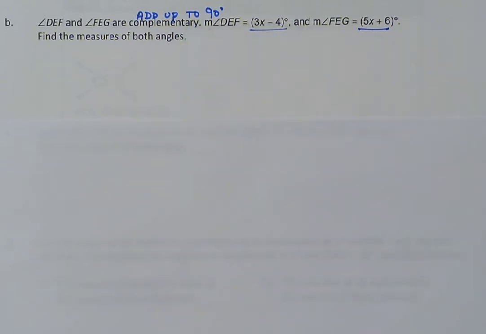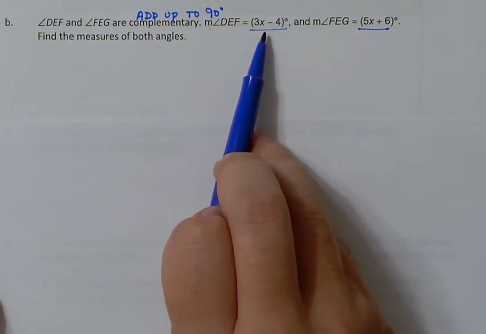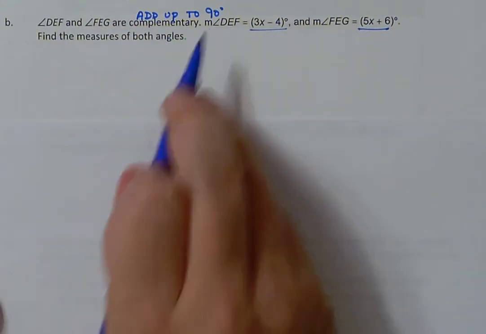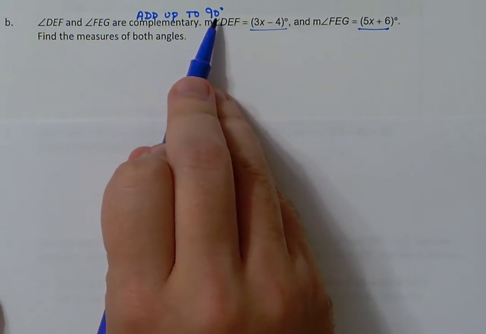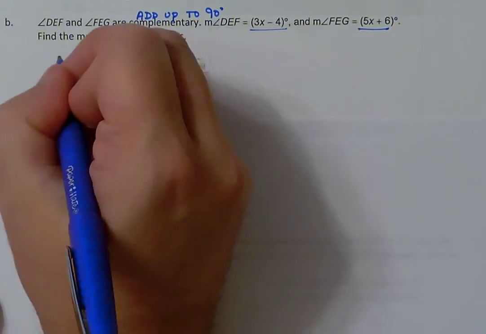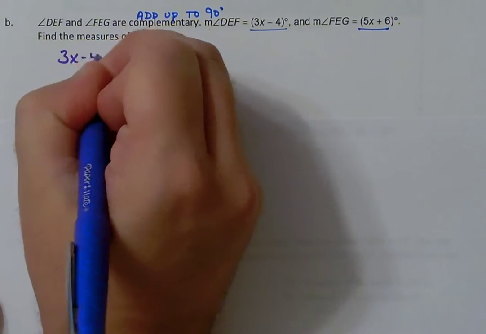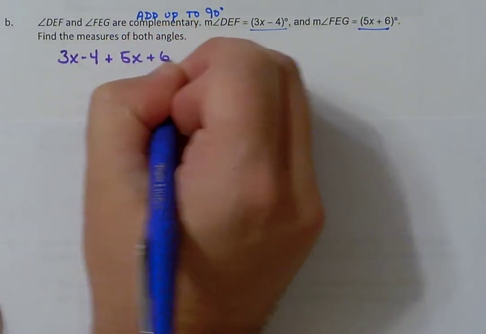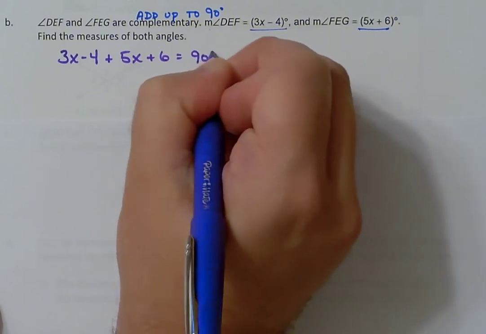Now it asks us to find the measure of both angles, so we have to first go through and find the value of x. So we're going to take this 3x minus 4 and the 5x plus 6. We're going to add them together and set equal to 90. So 3x minus 4 plus 5x plus 6 equals 90.